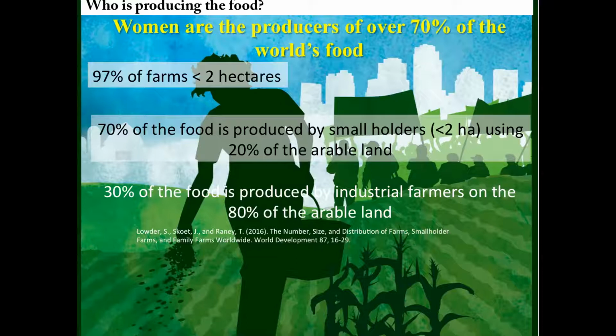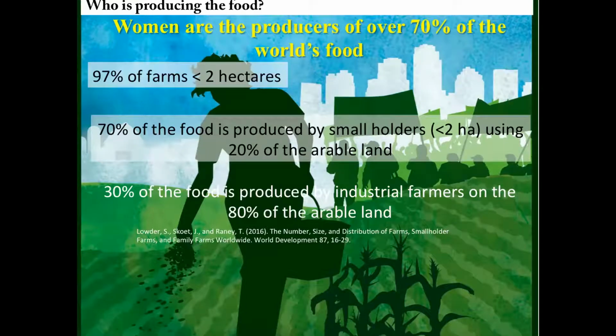After looking at where the big challenges are, let's see who is producing our food, especially in those two continents. Women are the producers of over 70% of the world's food, according to recent research. And we also know that 97% of the farms are smaller than 2 hectares. So when we go out here, for example, in Trento, and we see a 5 hectare farm, that is an exception. The usual farm in the world is much smaller.